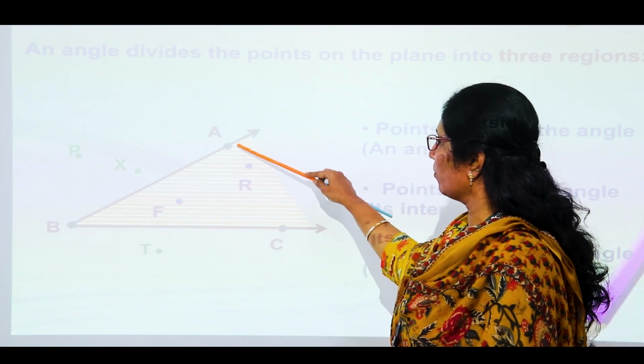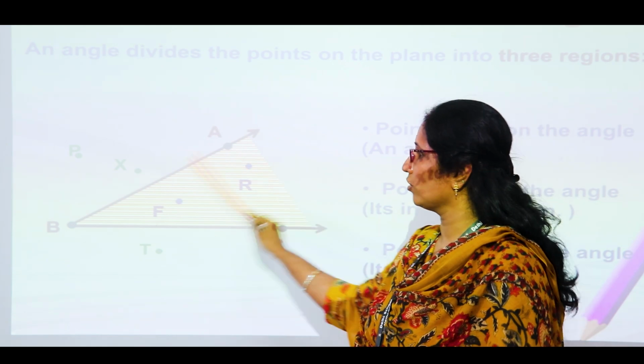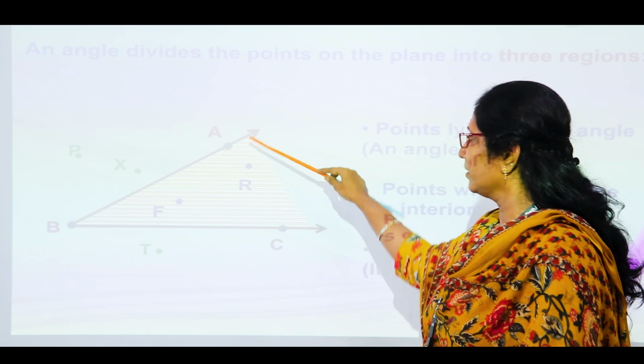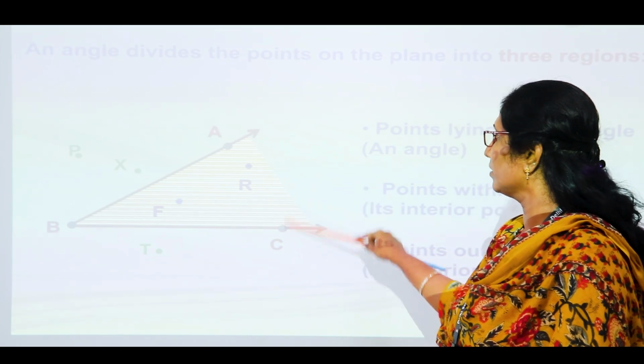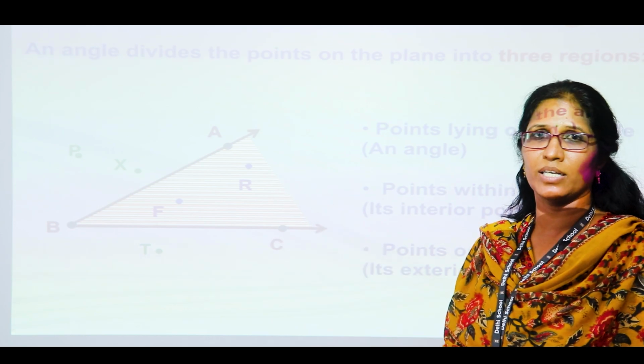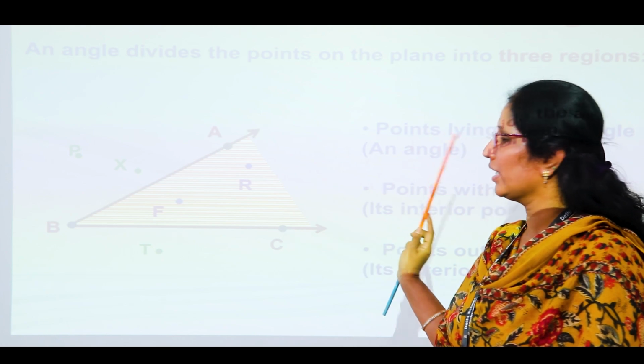Next, there are two more points you can see on the arms. There is a point A on the arm BA and a point C on the arm BC. These A and C are points on the rays of the angle ABC, and those are called points lying on the angle ABC.